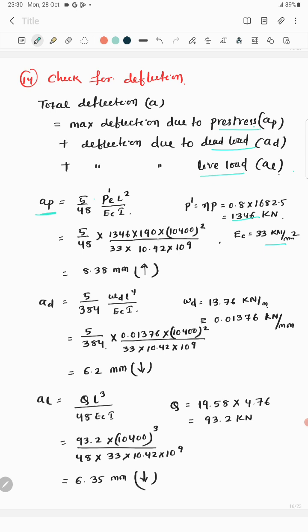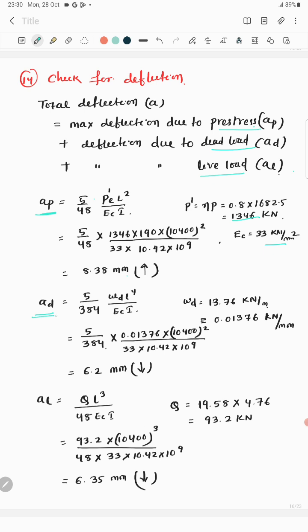I already calculated 10.42 into 10 to the power 9. So you are getting a value of 8.38 mm, and it will be upward. The deflection due to pre-stressing force will be upward or positive. Then next, to find deflection due to dead load AD.